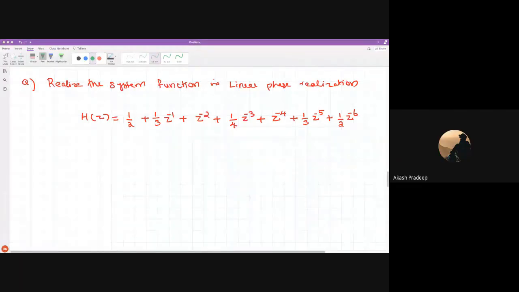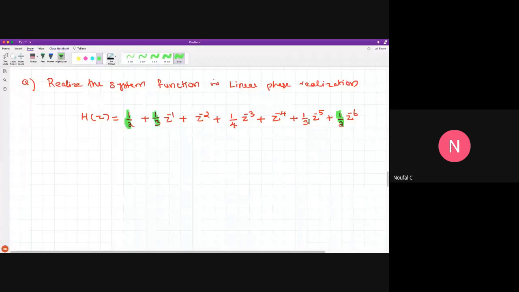Oh no, it is a linear phase filter. Why? The coefficients are symmetrical, because 1/2 is there in the beginning, and at the end also. So this is 1/2 and that 1/2 is there. This is 1/3, and 1/3 is there. And here you have 1 and that 1 is there. And in the middle you have 1/4.